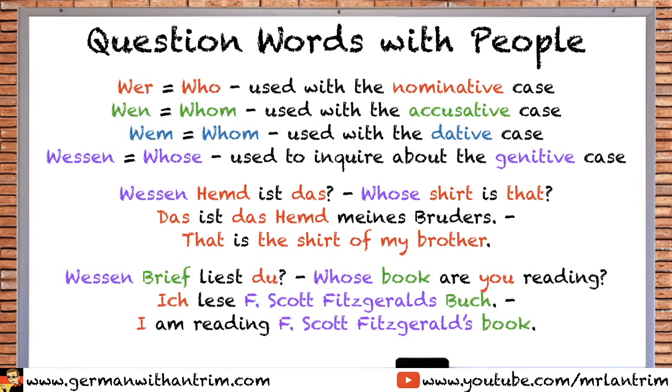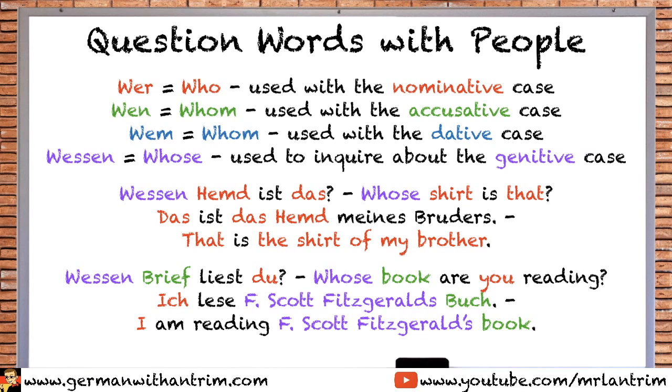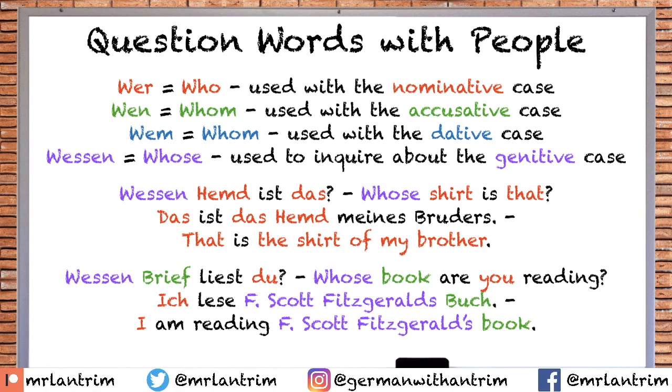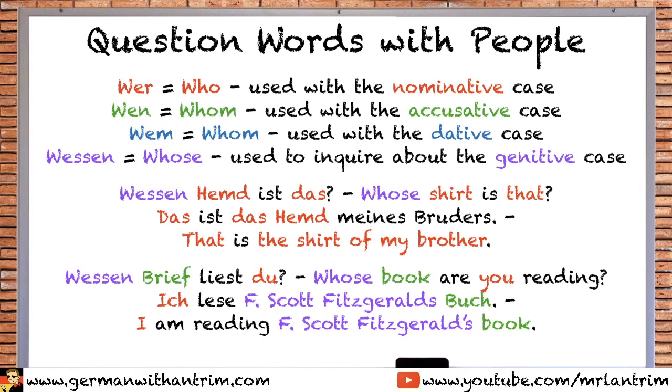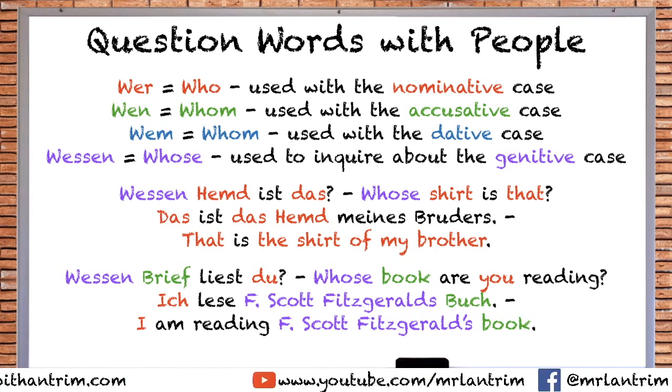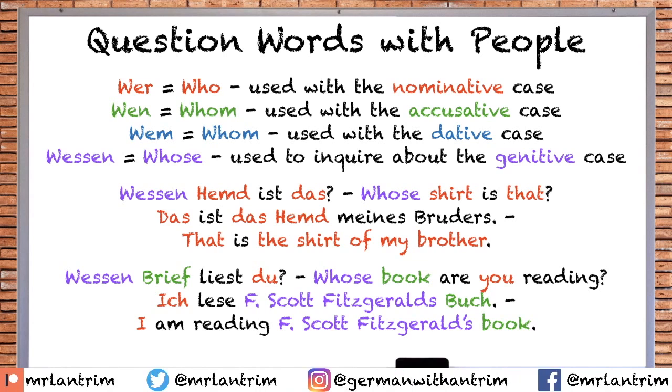For some reason, "of my brother" is not in purple. It should be, and "meines Bruders" should be in purple as well, because the whole point of this is to show you that when "whose" is removed from that sentence, the only thing that is left now is the other thing that should be in purple. I did a better job of doing my color coordination in the next sentence, though. Wessen Buch liest du? Whose book are you reading? Ich lese F. Scott Fitzgeralds Buch. In this case, we have an S at the end of this person's name because he's the one who wrote the book, and therefore he is in the genitive case, therefore purple.